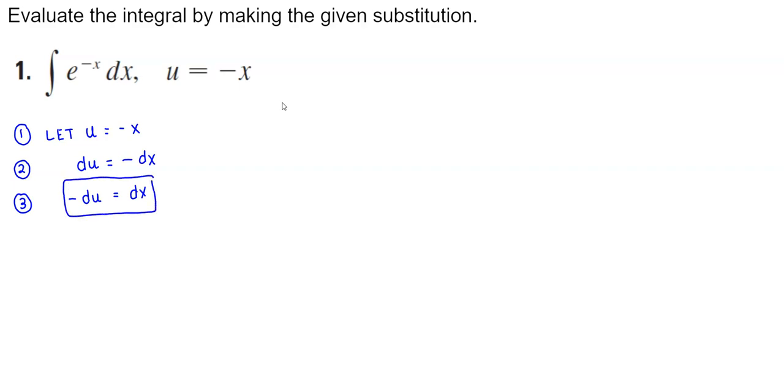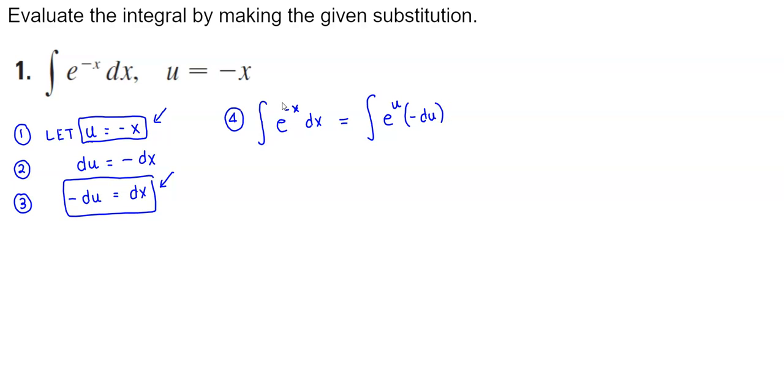Now let's take a look at the integral itself. The integral is given to be e to the negative x dx, and now we're going to apply our substitutions. The first substitution is that we know that u is equal to negative x, so this is going to become e to the u. And then we also know that dx is equal to negative du, so this is e to the u times negative du.